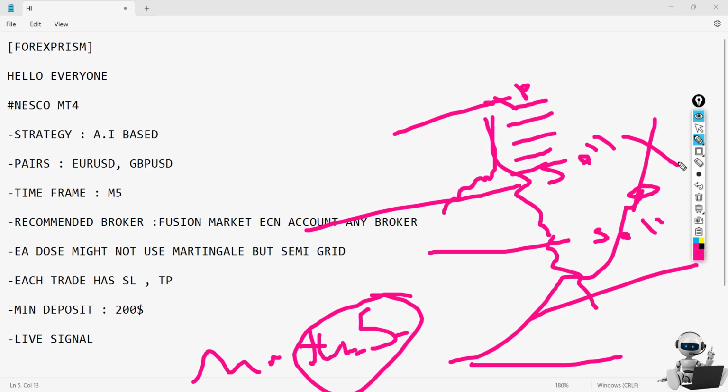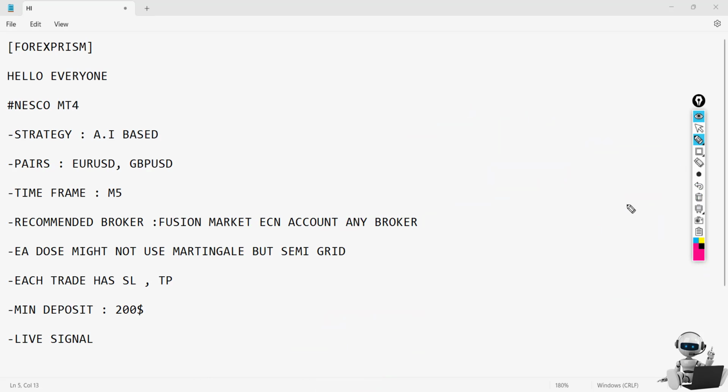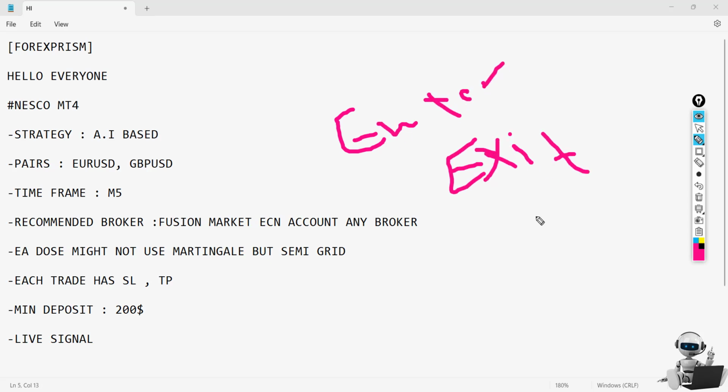So the issue is, I know this is a basic strategy. You can have any strategy in the Forex market, but the question is, when do you enter the trade and when do you exit? That is the important thing. And how do you structure your EA to use artificial intelligence? So that is the big question that we are asking.